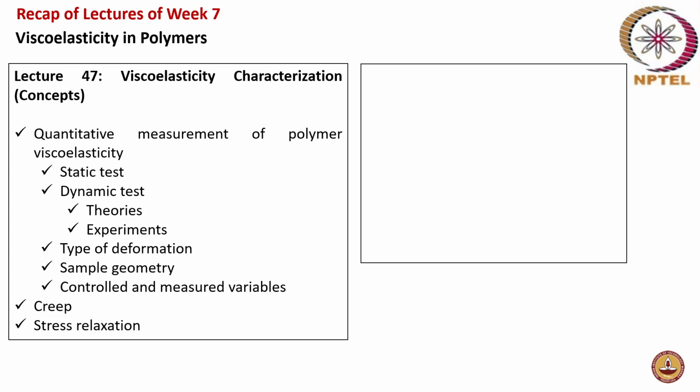Next, lecture 47 was again on viscoelasticity characterization. This was a concept based lecture. So, how do you quantitatively measure the viscoelasticity? What are the static tests? And how do you do the dynamic test? First of all, you should have certain theories, and then you set some geometry, and then you have some type of experiments, and then you try to correlate the theory with the experiment so that you understand the structure based on this dynamic testing.